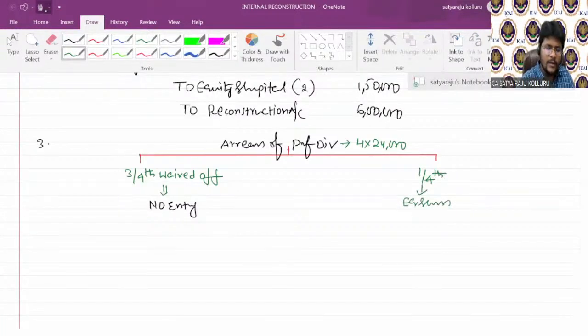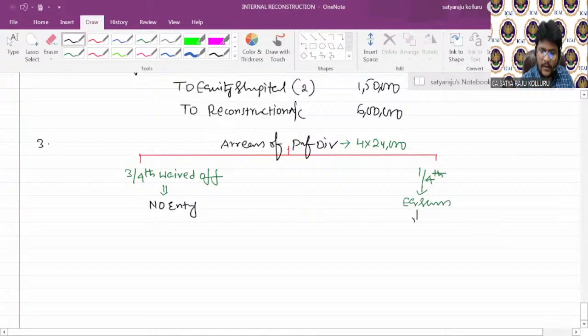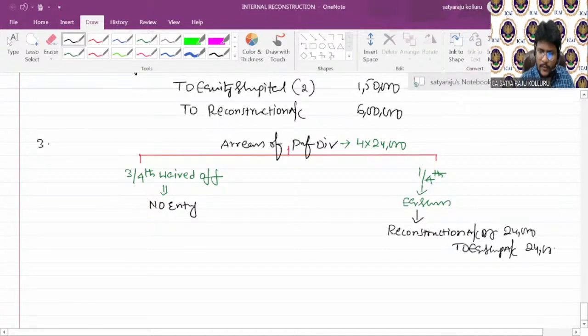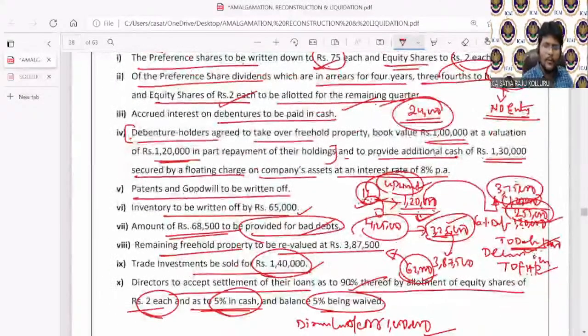Now, what is the journal entry if you issue equity shares? The entry is reconstruction account debtor to equity share capital account, which is 24,000. This is the impact. Next, come to the point number 3.